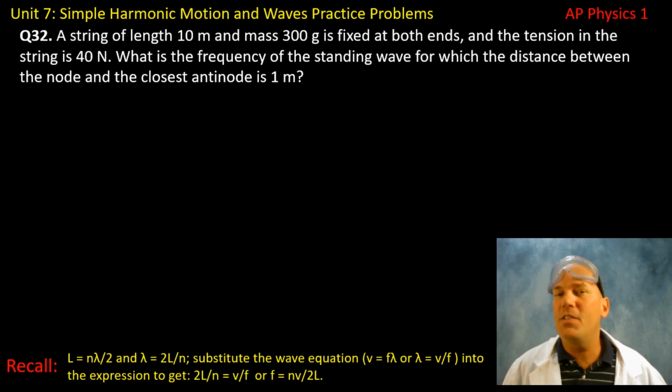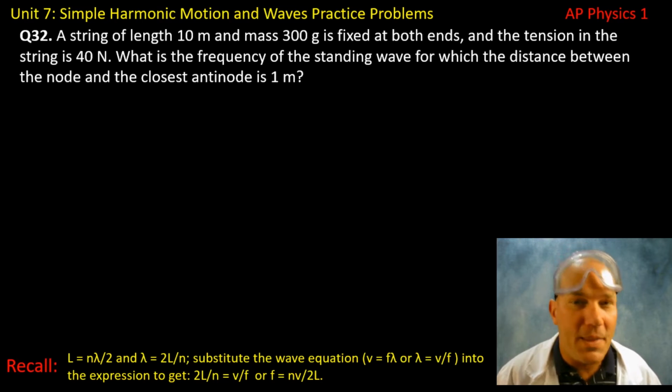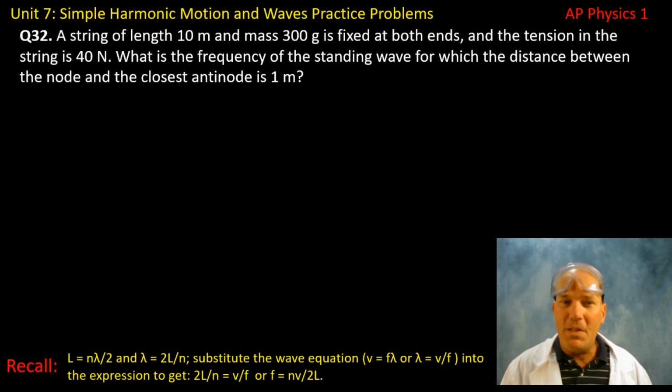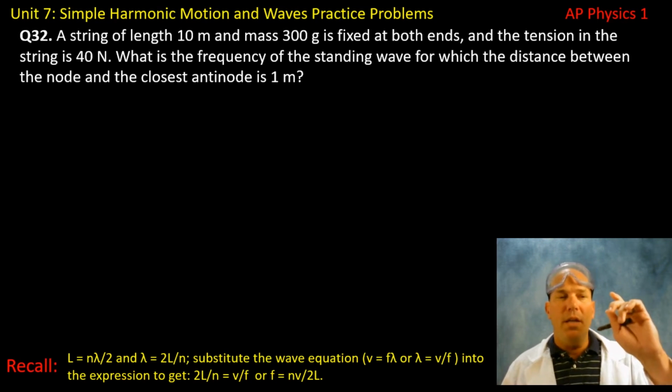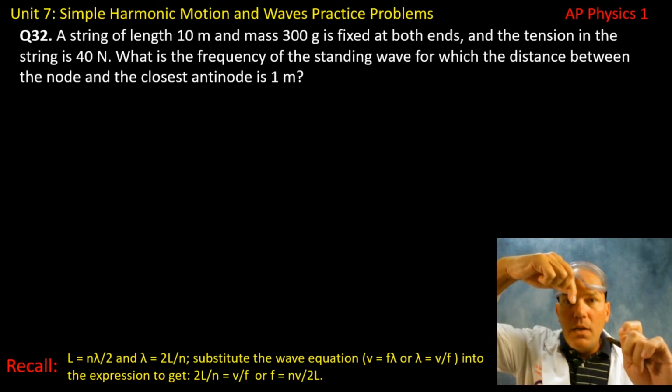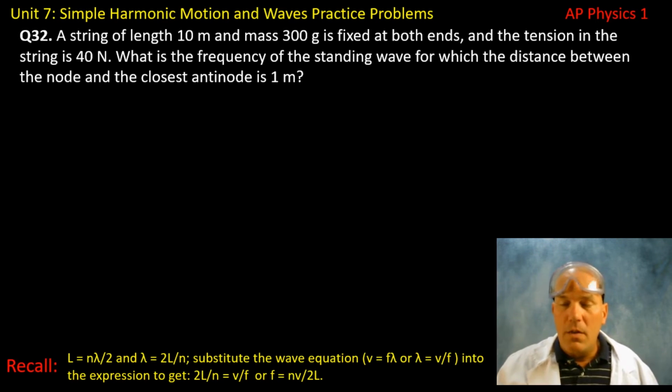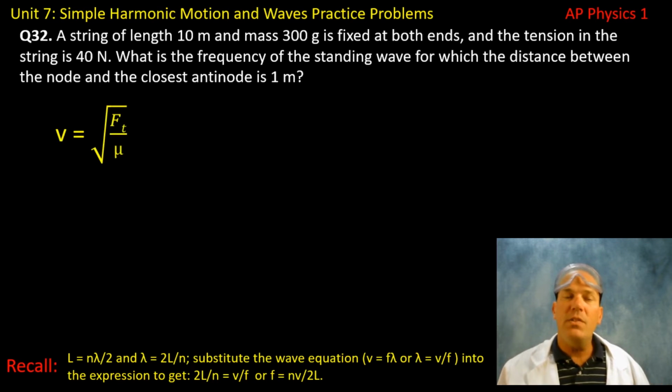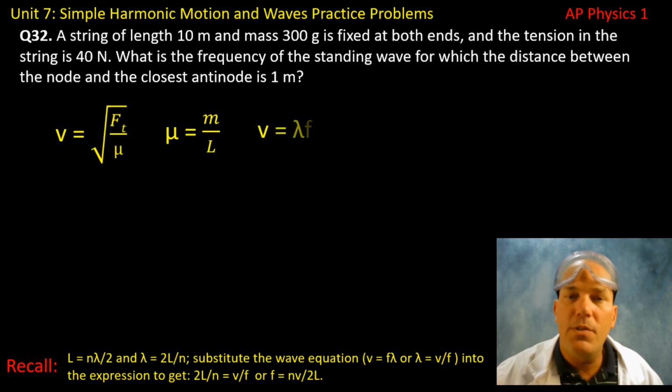And the tension in the string is found to be 40 newtons. I think we know where we're going with this one. What is the frequency of the standing wave for which the distance between the node and the closest antinode is 1 meter?